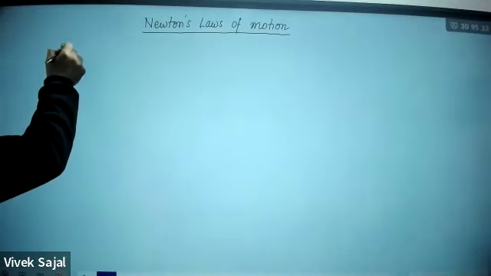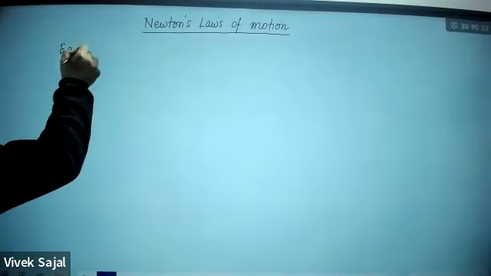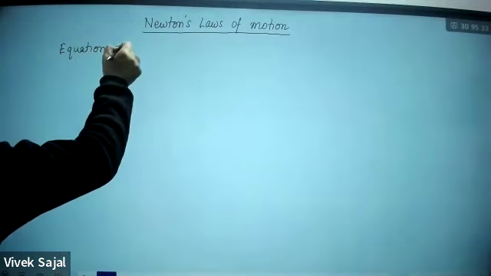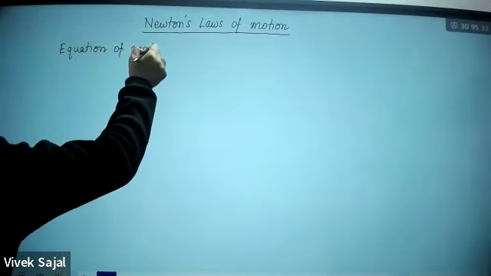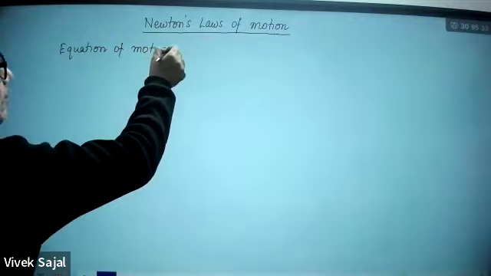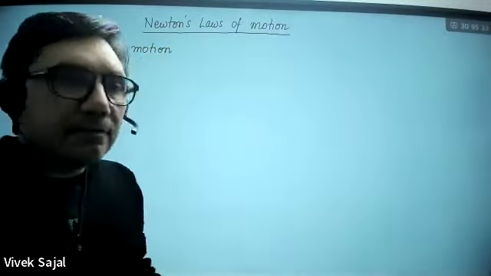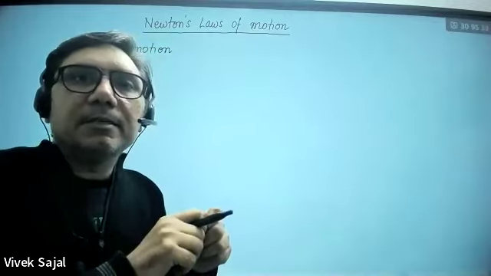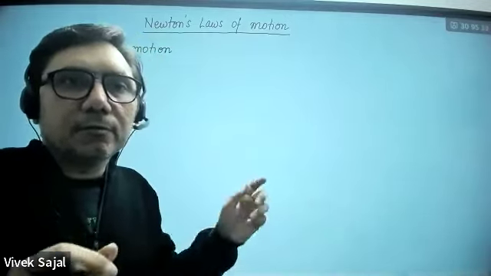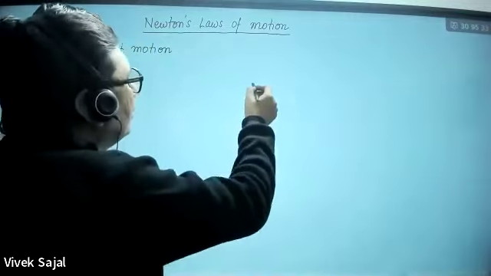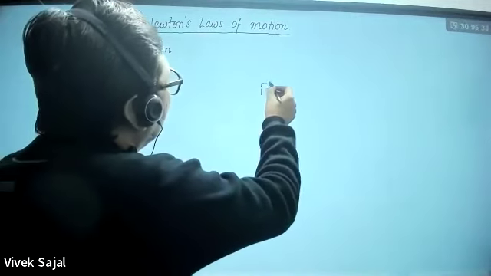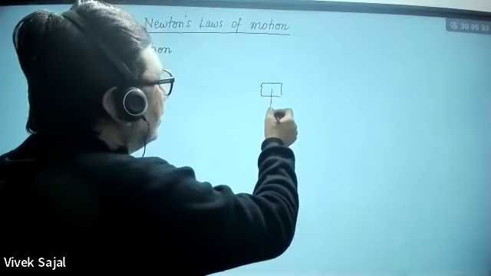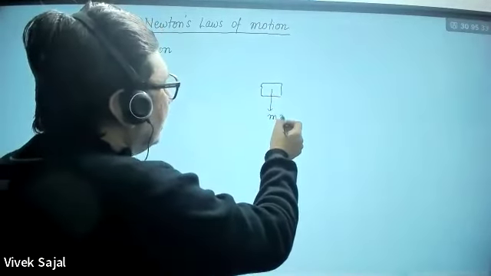Equation of motion. So what is the use of equation of motion? Basically, when many forces are acting together on an object, we will draw a free body diagram on which we are going to depict all the forces acting. For example, suppose you are having a block like this.